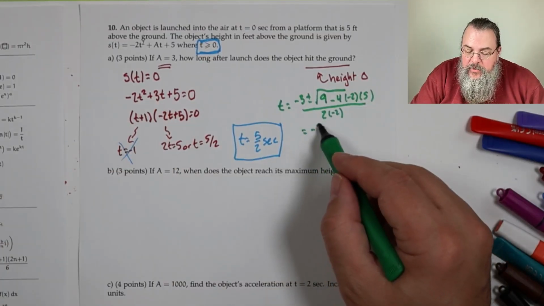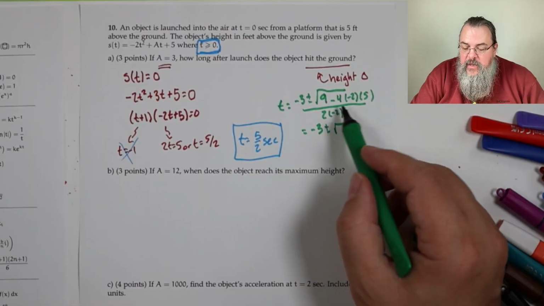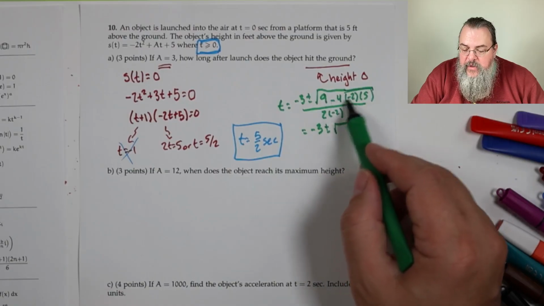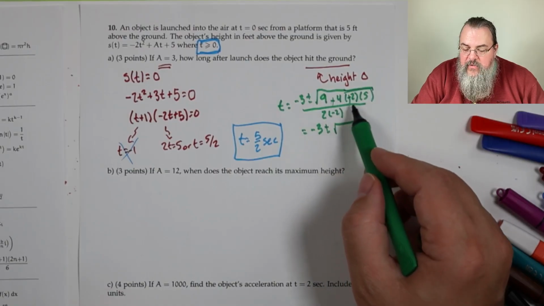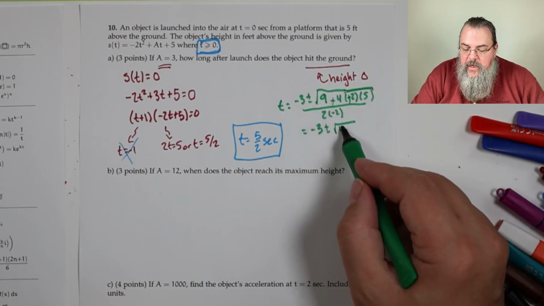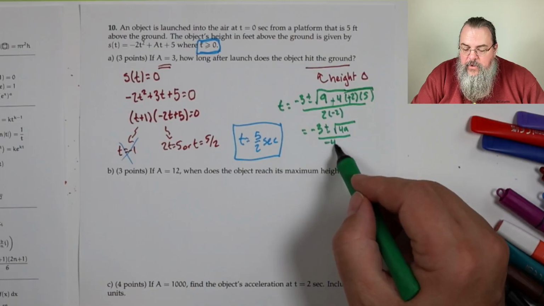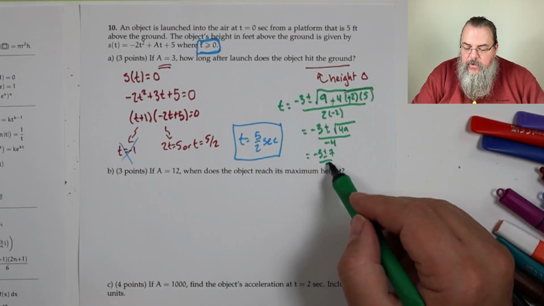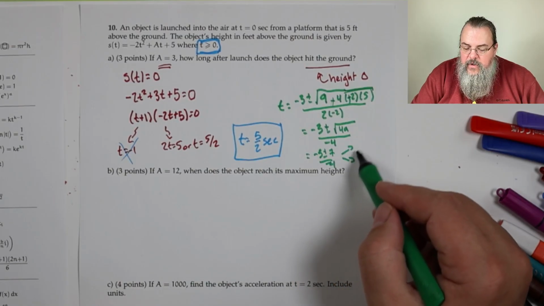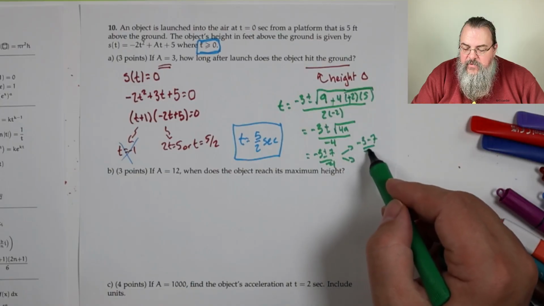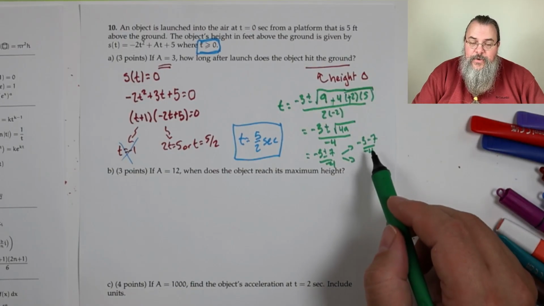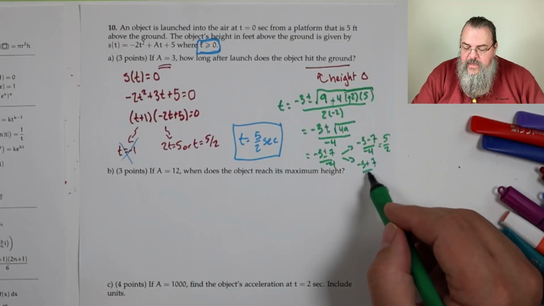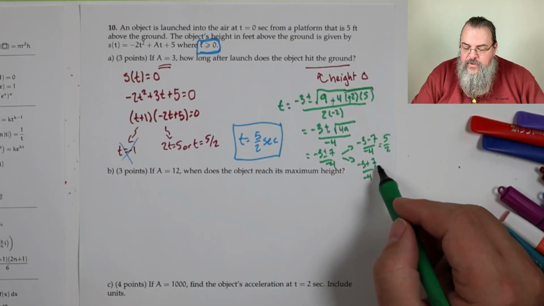Well, this becomes -3 plus or minus the square root, and here you're going to get a plus, because there's two minus signs making a plus. There's 9 plus 40, that's 49, all over -4. And so this becomes -3 plus or minus 7 over -4. And you're going to want the -3 minus 7 over -4, because if you do that, what will you get? You'll get your 5/2. -3 plus 7 over -4 will get you your -1.